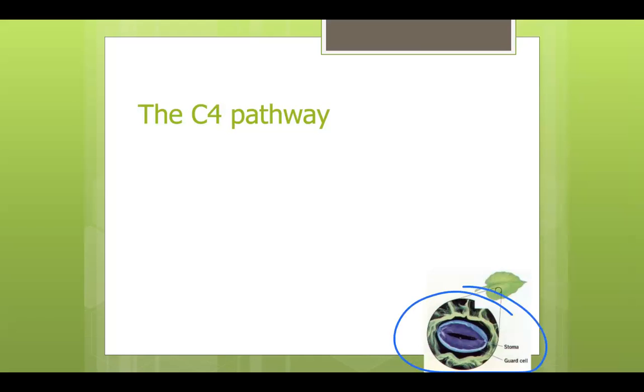Here you can see one stoma, and they're basically controlled by guard cells, which I'll talk about a little bit later, or maybe next year, I don't know. But basically they either swell up and bend like a kidney bean to open the hole, or they shrink and they close. But that's the hole that I'm talking about. Looks like a little mouth.